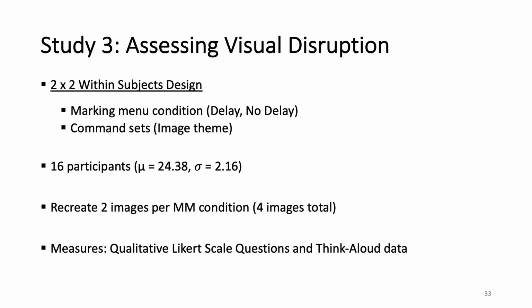So again, we had a within subjects design where participants saw each marking menu delay type, that is, delay and no delay, and had to create 2 images per marking menu condition for 4 recreations in total. To reduce learning effects, command sets for the menu were different per delay condition. During the interaction, participants were instructed to talk out loud through the process of creating the image. After each marking menu delay condition was complete, participants were asked a series of questions related to their interaction.